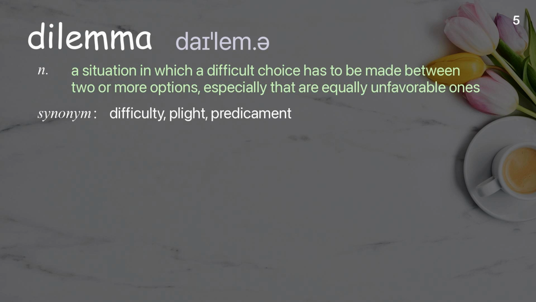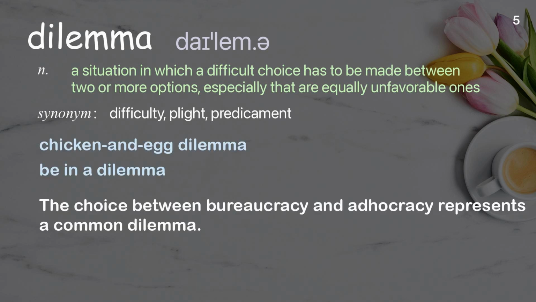Dilemma. A situation in which a difficult choice has to be made between two or more options, especially equally unfavorable ones. Examples. Chicken and egg dilemma. Be in a dilemma. The choice between bureaucracy and adhocracy represents a common dilemma.